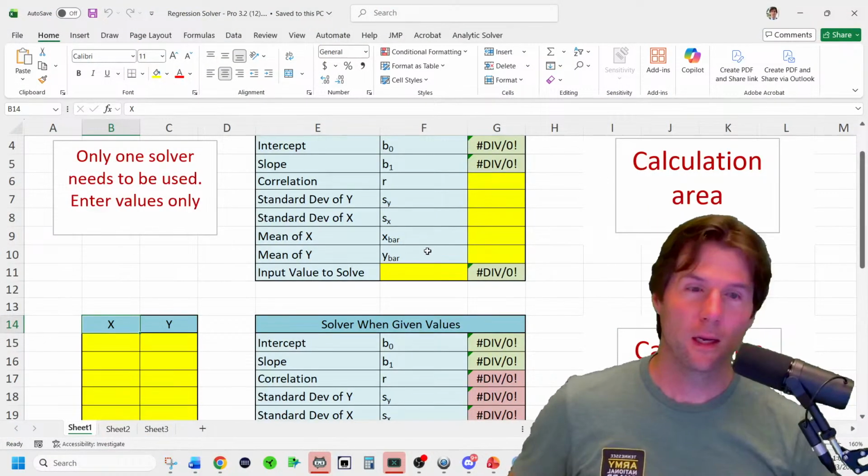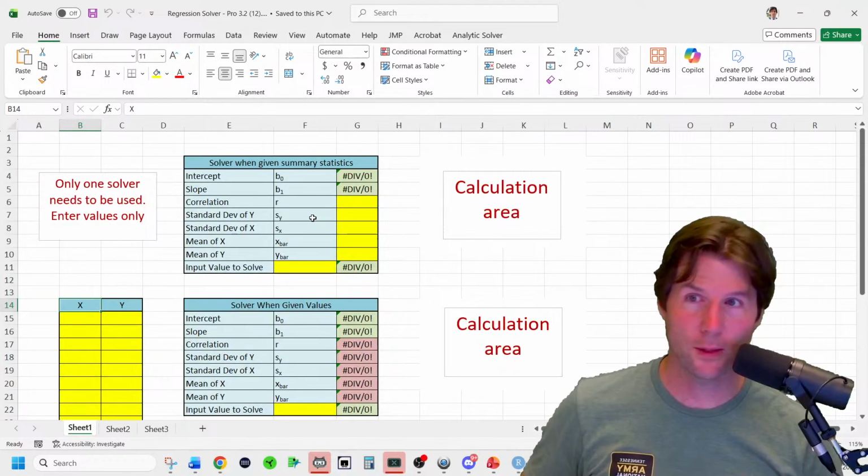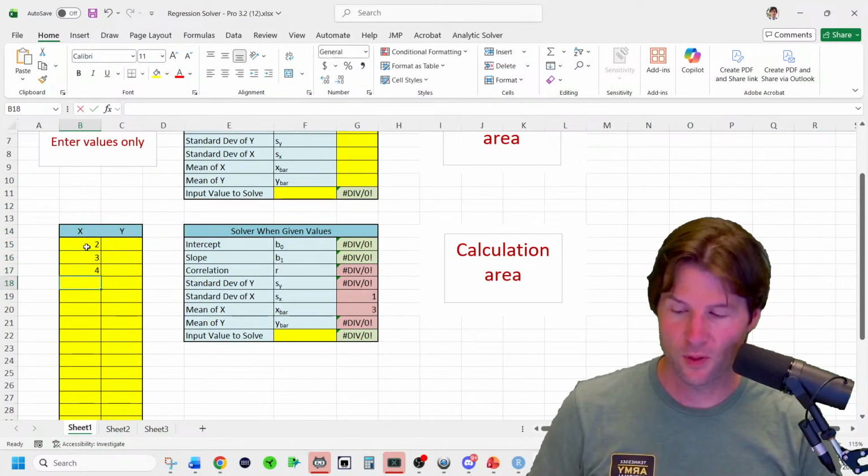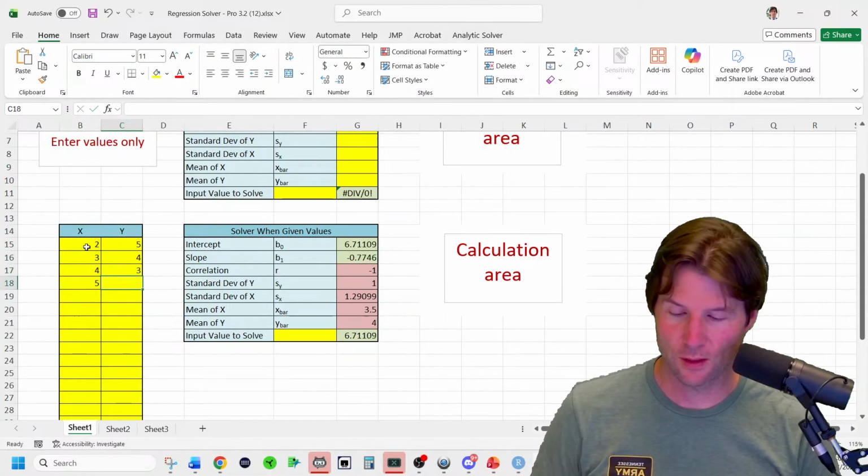I'm enabling editing, and we have it open. I think we're good to go now. Let's take a look here at the screen. Got so many things open. Okay, Regression Solver Pro is open. In the Regression Solver Pro, you see two areas. One area is down here where you put in the data. Don't put in numbers like I'm doing. I'm just showing you how it works, that it'll solve these values.